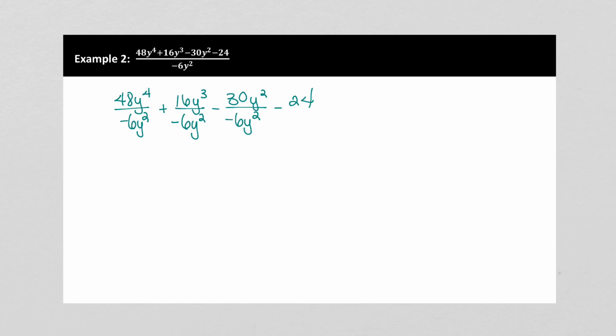Let's look at a little bit bigger one. So we have 48y to the 4th divided by negative 6y squared plus 16y cubed divided by negative 6y squared minus 30y squared divided by negative 6y squared and minus 24 divided by negative 6y squared.